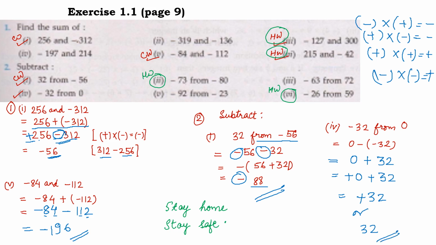Now the green circles are your homework. Red ones were your classwork. Please copy the classwork first. Then do the homework and send it to me at the time assigned.